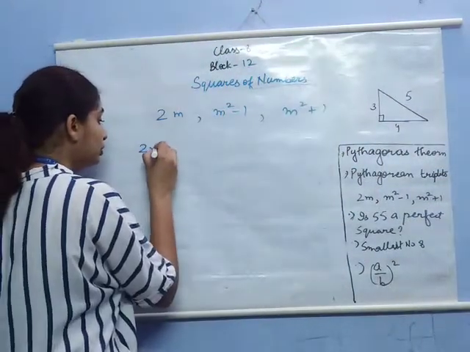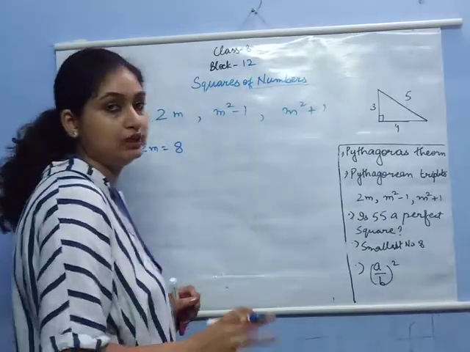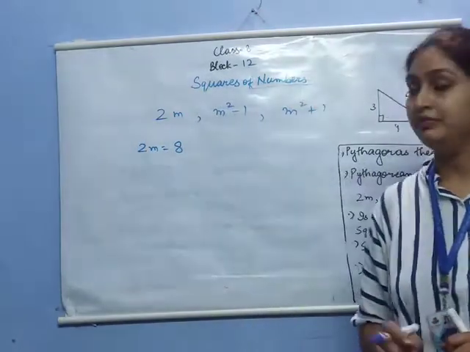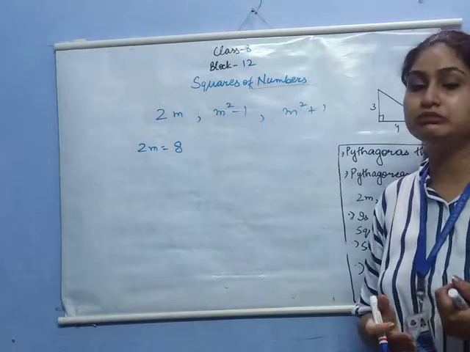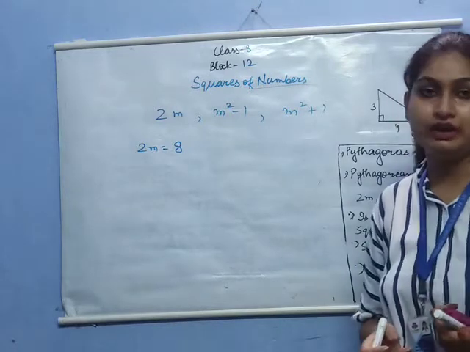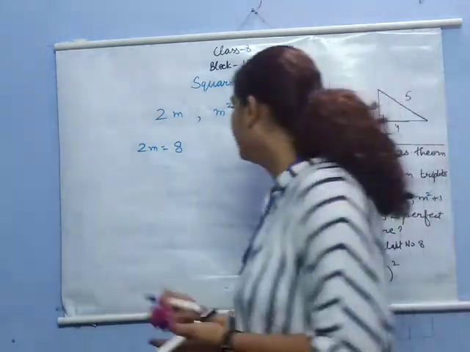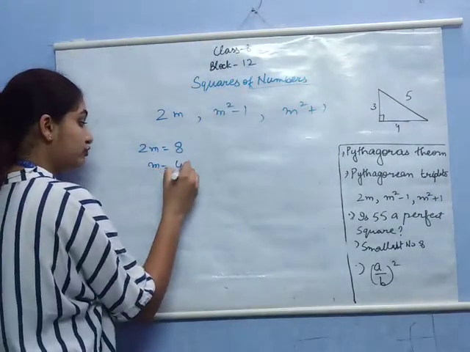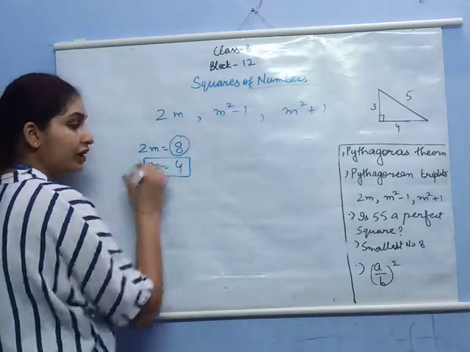Let 2m be equal to 8, because 8 is a member of the Pythagorean triplet and we have to assume that 8 is the smallest member. So let's see what the other two numbers are. If we get numbers greater than 8, that's fine. If we get a number smaller than 8, then we have to do something else. So 2m is equal to 8, m is equal to 4 this time. So one number we already have.